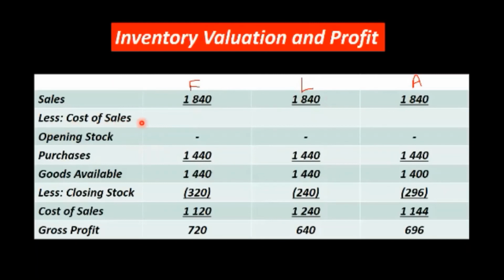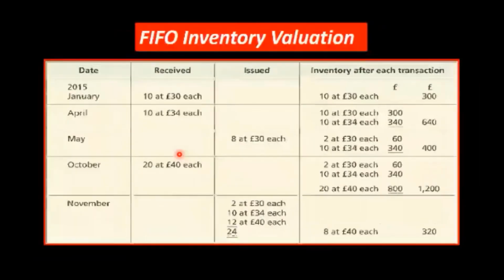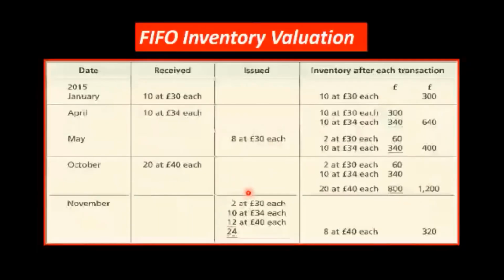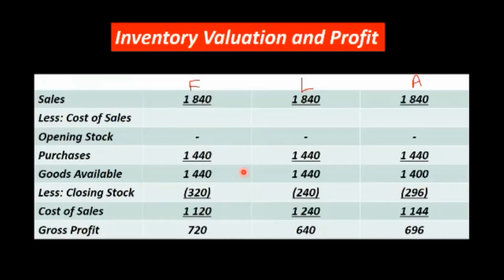Okay, so I will minus the cost of sale from that. The opening stock, we didn't have any. The purchases will be the same for each method, and again we will get that from our table here. We have bought purchases 1440 here. Okay, when we add the opening stock and the purchases, we will get the goods available for sale. Right, this here should be 1440. Okay, we minus the closing stock that we get for each method.